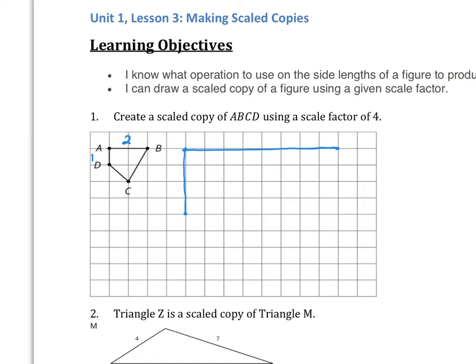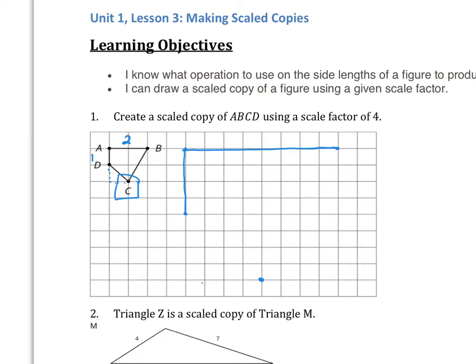Now, for the other two line segments, it's a little bit more difficult. I need to look and see where C is in relation to everything else. So, the point C in relation to point D is down 1 and over 1, right? So it goes down 1 and then over 1. So that means I need to go down 4 and over 4. So 1, 2, 3, 4, 1, 2, 3, 4. So that is right there.